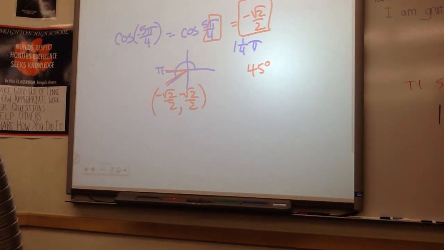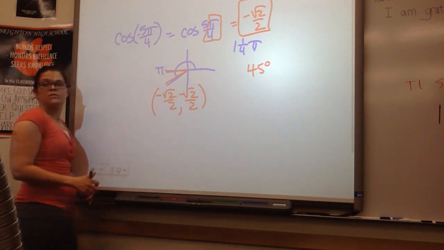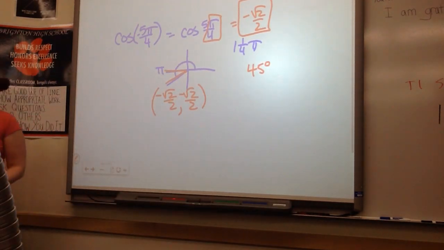So we're going to take negative root 2 over 2. Why isn't it positive? We went left, which is negative. And you're only taking the x value. If I were doing a tangent and taking both, then it'd be positive. But since I'm only taking the x value, then it's negative.